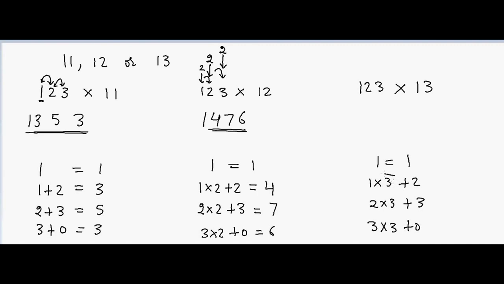So if you look here, I multiplied all the numbers by 3. Here I multiplied all the numbers by 2, and here I did not do any multiplication because it was 1. So if I add these numbers, it will be 5 9 and 9. So the answer will be equal to 1599. So that's how I'll multiply any number by 11, 12 or 13.